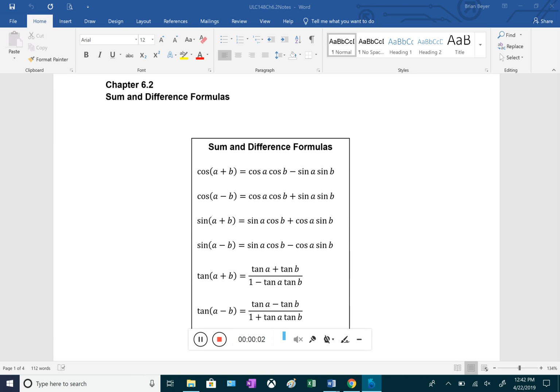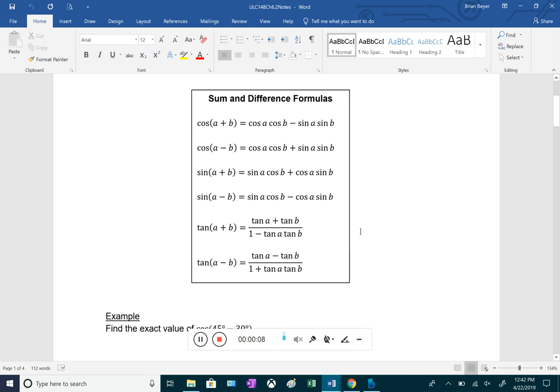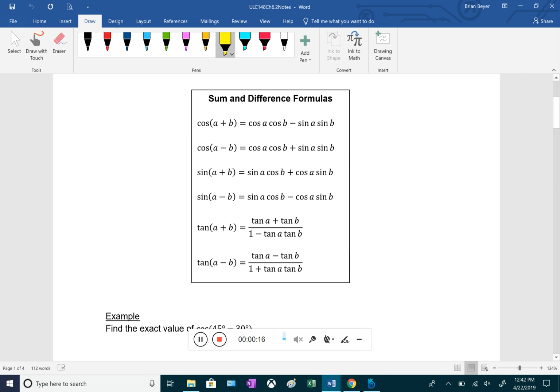Chapter 6.2 is going to be using the sum and difference formulas. So here are the sum and difference formulas for cosine, sine, and tangent. Sum and difference here referring to, obviously, addition and subtraction, and you can see that the angles in here are being added and subtracted.